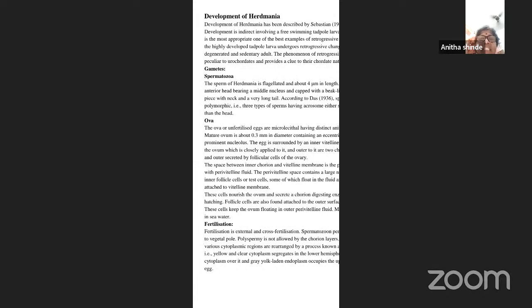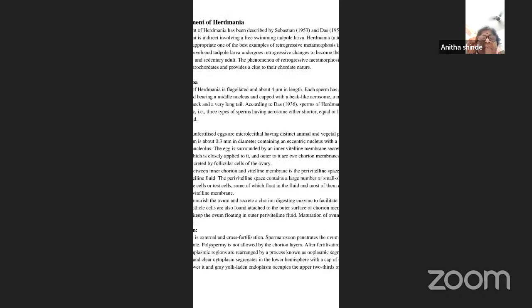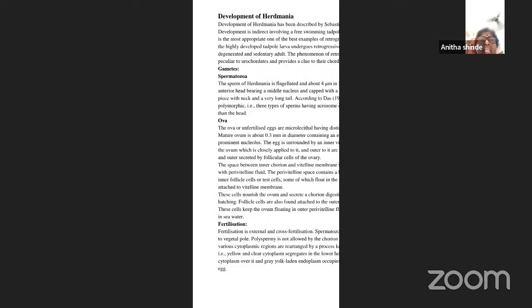And this space, the perivitelline space, contains a number of small-sized follicle cells or the test cells. Some of them float in the liquid, that is, they swim in the perivitelline fluid, and most of them are attached to the membrane. Now what do these cells do? They nourish the ovum and they secrete a chorion digestive enzyme to facilitate hatching.